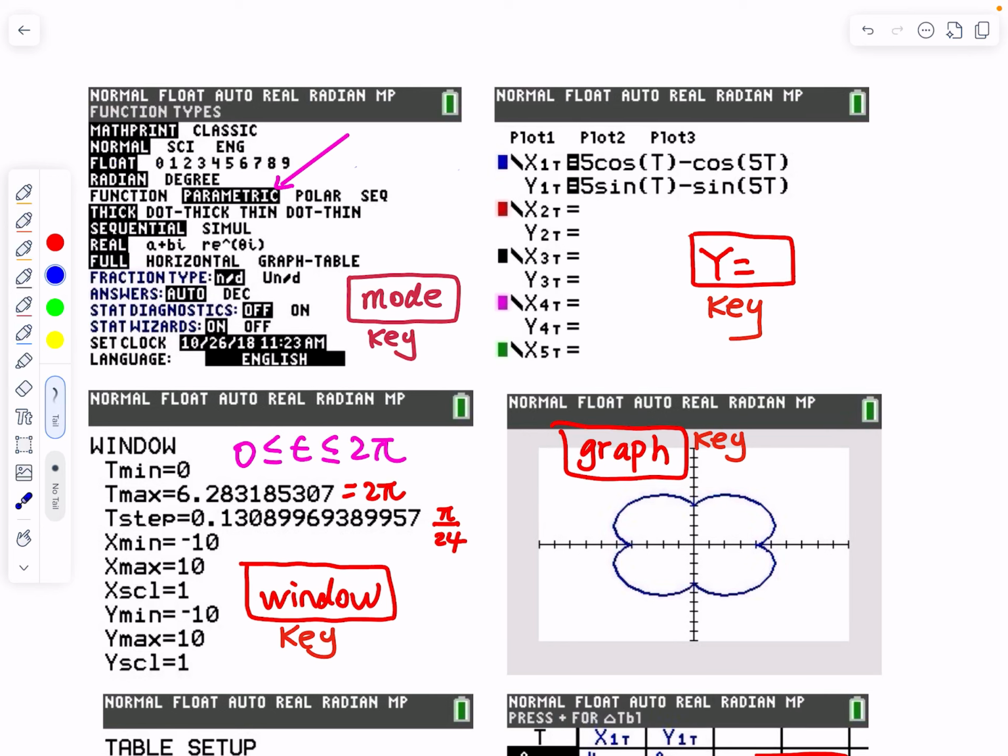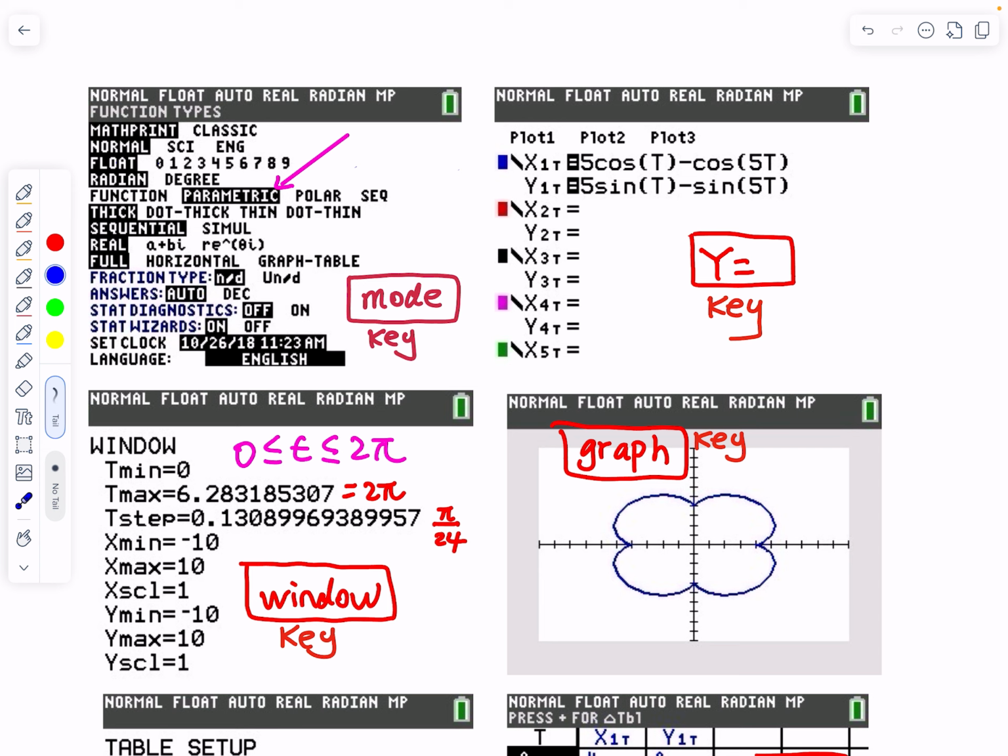Here is how to graph parametric equations using a graphing calculator. You can use the TI-84 Plus, the 84 Plus CE, or just the TI-84 Plus. First of all, I would like to set up my calculator.